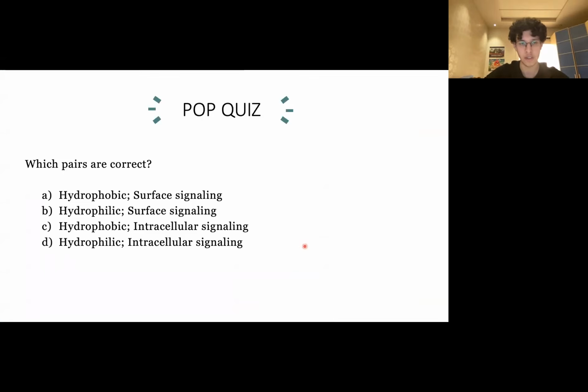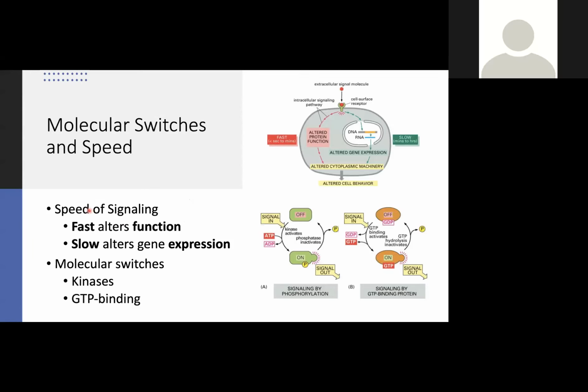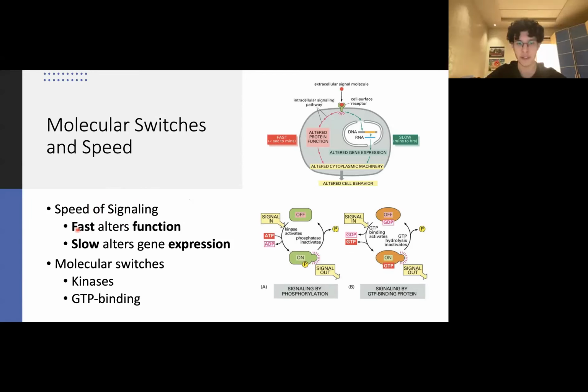All right, I think we can move on to the next objective, which is molecular switches and speed. Now, the whole speed part is not that big of a deal. All you need to know is that the fast signals will alter function and the slow ones will alter expression. The slide was kind of just there and I felt the need to include it just in case.